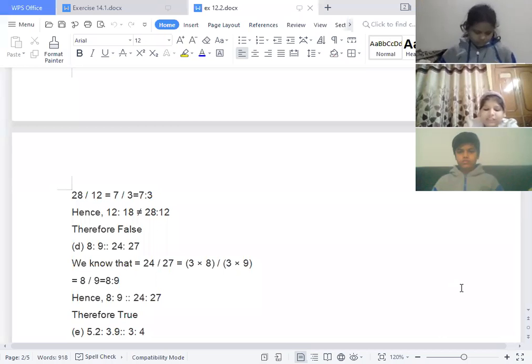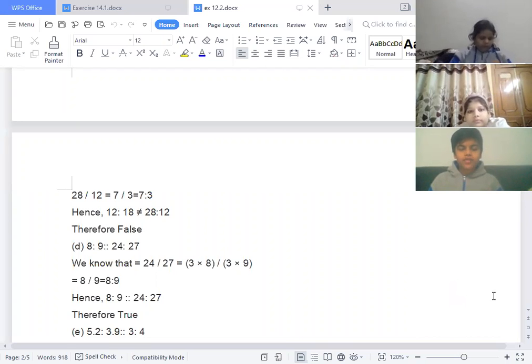Yes, Tanishq. 5.2 ratio 3.9 is proportionate to 3:4. So 5.2, when changed into fraction, what will it become? Ma'am, if we change 5.2 into fraction, it will be 5 upon 2. No.